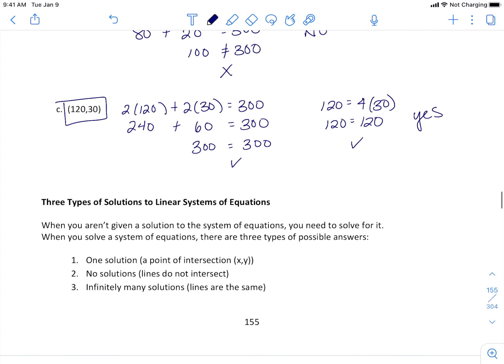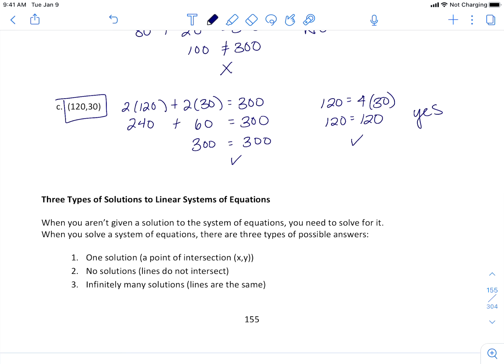There are 3 types of solutions to linear systems of equations. When you aren't given a solution to the system of equations, you need to solve for it. When you solve a system of equations, there are 3 types of possible answers. Number 1 is one solution, where there's a point of intersection (x, y). When there's no solution, the lines do not intersect. And the last option is if there's infinitely many solutions, where the lines are exactly the same.